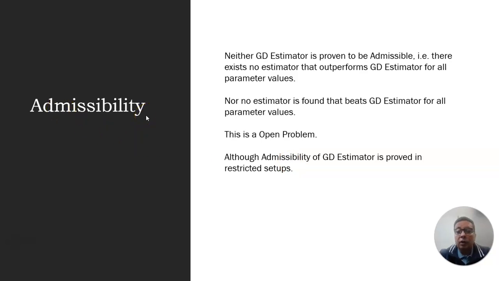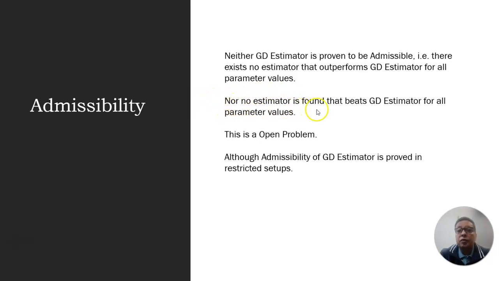Admissibility is one of the key features to set up the power of a test statistic, or power of any statistic. Neither is the Graybill-Deal estimator proven to be admissible. There exists no estimator that outperforms the Graybill-Deal estimator for all parameter values. There is no estimator that beats the Graybill-Deal estimator uniformly. That is not proved yet.